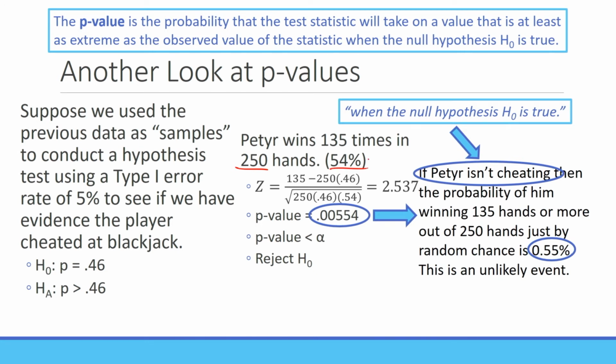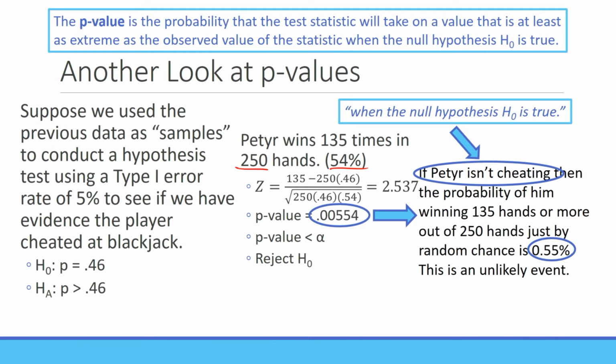Secondly, he's winning 54% of the time, whereas he should only win 46%. So when we look at Peter's stats, we probably would accuse him of cheating. Now, if we walk through the hypothesis test, and again, I'm not going to go through every step, we end up getting a p-value of 0.00554.